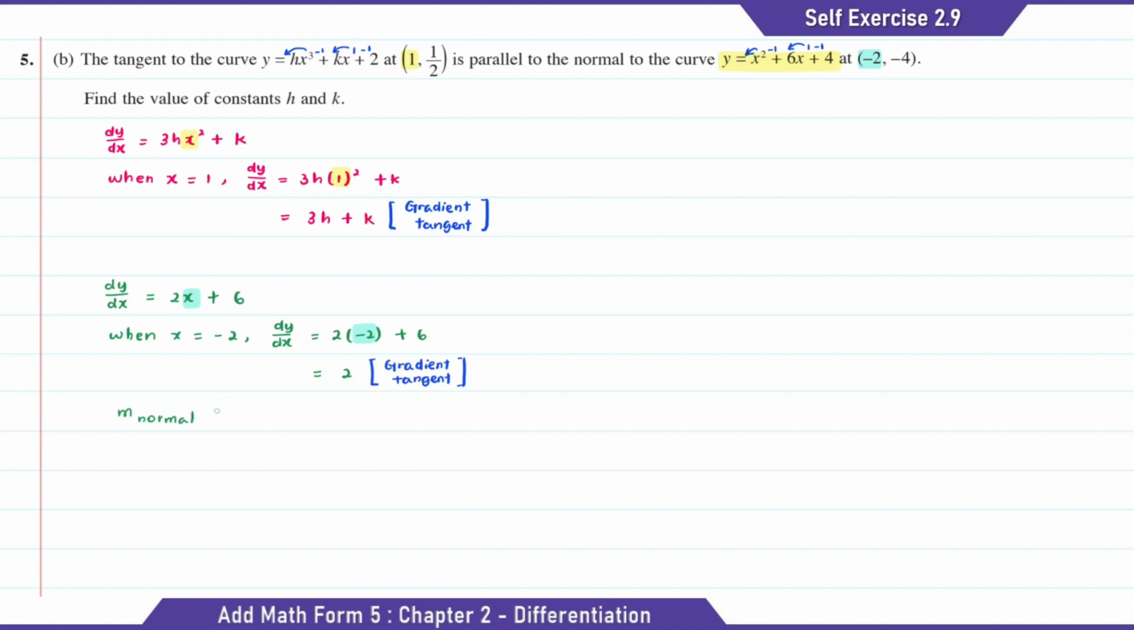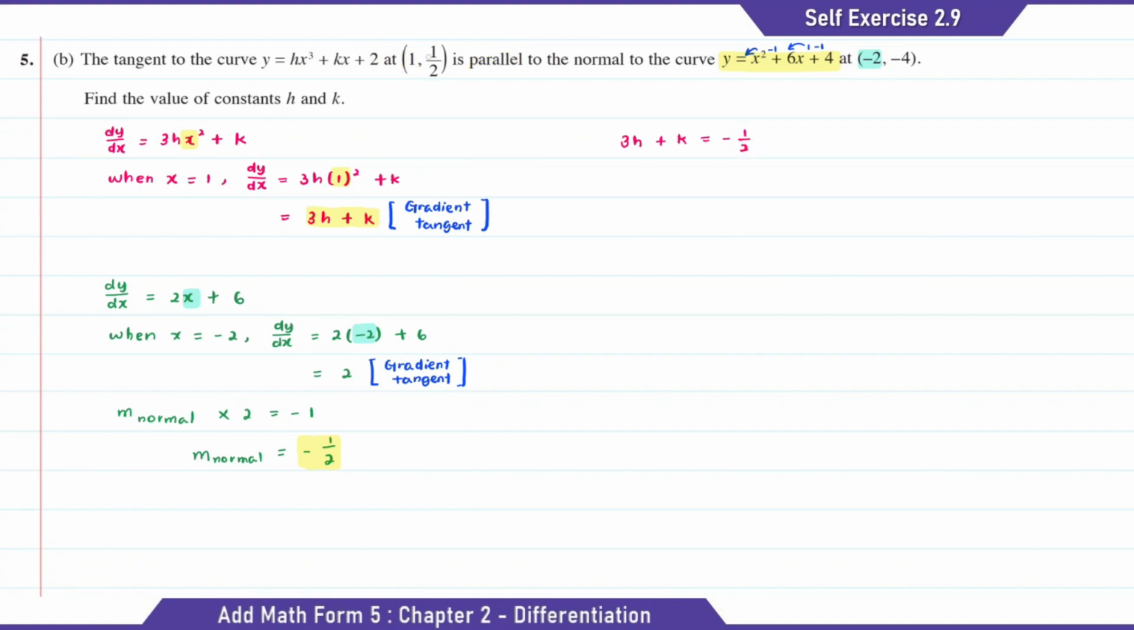So when the gradient of the normal is multiplied by the gradient of the tangent, which is 2, the answer is negative 1. Then the gradient of the normal is negative 1 over 2. As the tangent of this curve is parallel to the normal of the other curve, the gradient of the tangent will equal the gradient of the normal. Then 3h plus k equals negative 1 over 2.